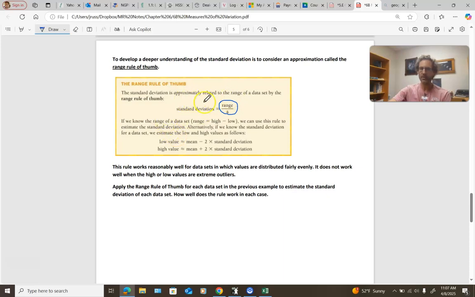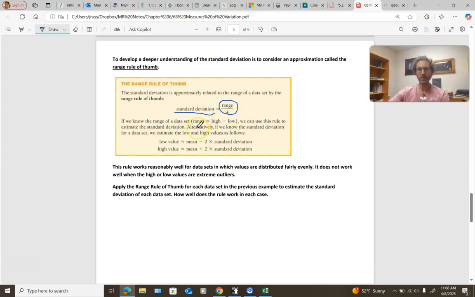And this is just an estimate, remember. Furthermore, you can get an estimate for the low value and the high value, in other words the minimum and the maximum. Take the mean of the data set and subtract 2 times the standard deviation, and that gives you an estimate for the low value. Taking the mean and adding 2 times the standard deviation gives you an estimate for the high, or maximum, value in a data set.